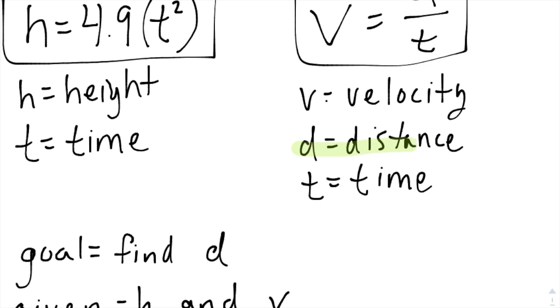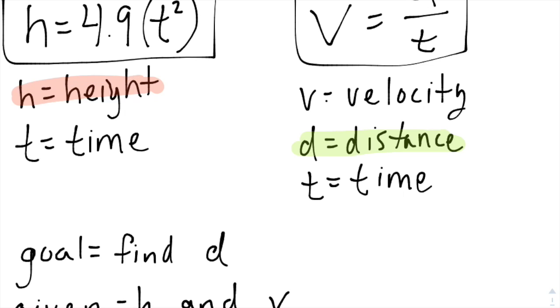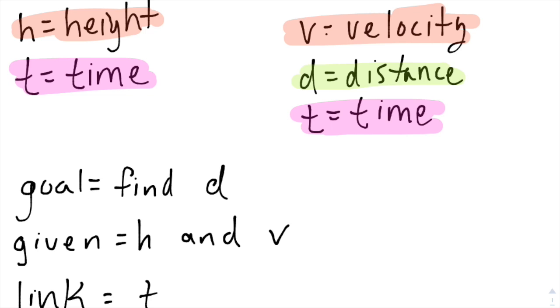So let's think about that. We're trying to find the distance, that's our goal. I'm going to give you guys height and velocity. So the thing that's left over, I like to think of it as the link between the two equations, is time. So the really big important thing here, the link, we'll put it in pink. The link between the two equations is time. It's the only thing that's in both equations.